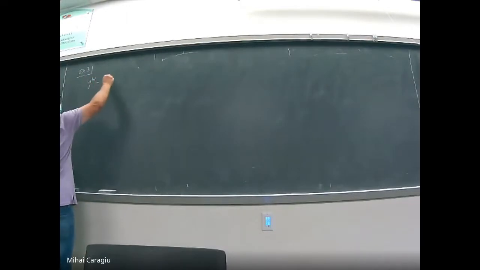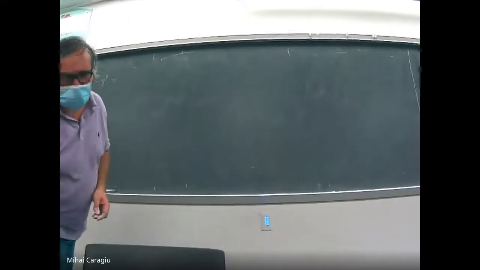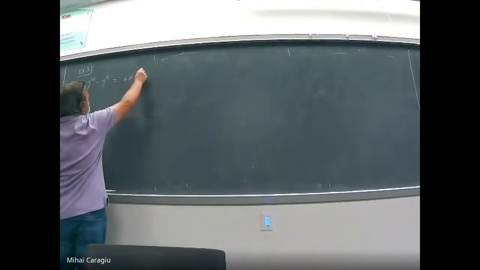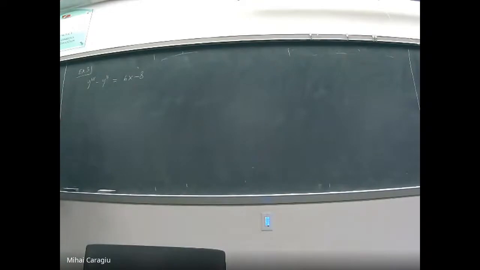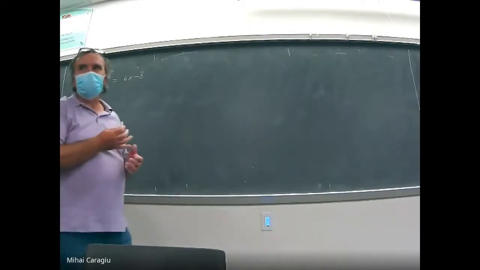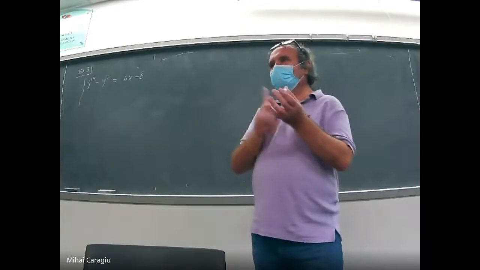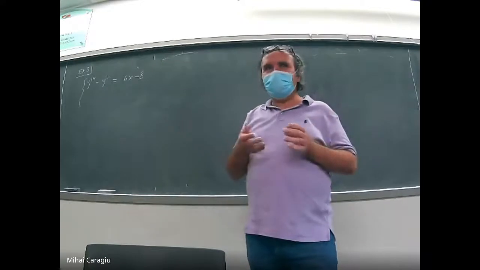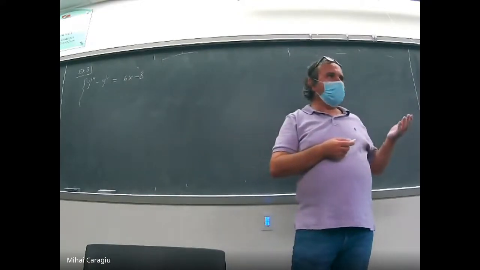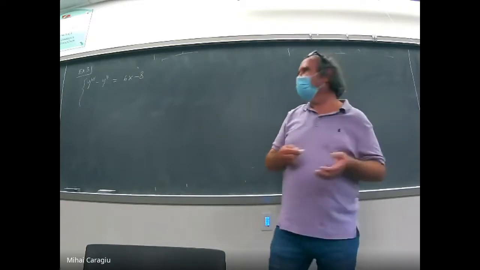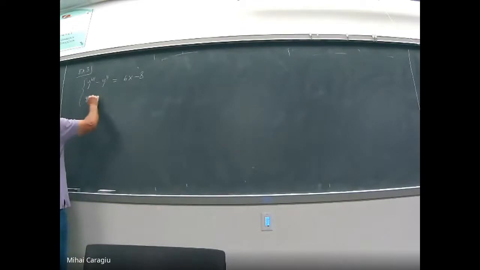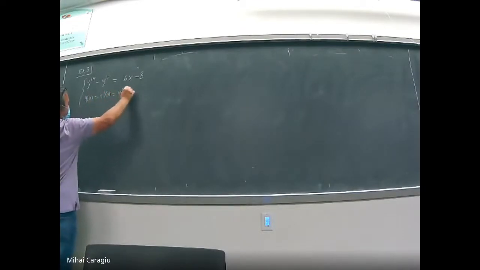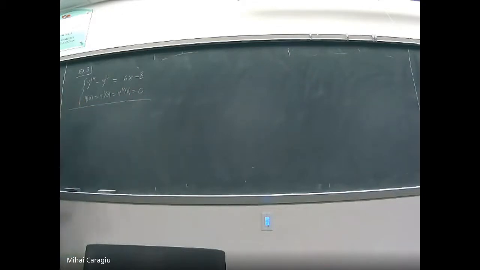y third minus y second equals 6x minus 8. Now, I want to put initial conditions. How many initial conditions do we need for third order? For first order, we always need one condition. For second order, we need 2. And obviously now for third order, we need 3. So let's put the simplest possible initial conditions: y of 0 equals y prime of 0 equals y second of 0 equals 0. So that's the problem we want to solve.